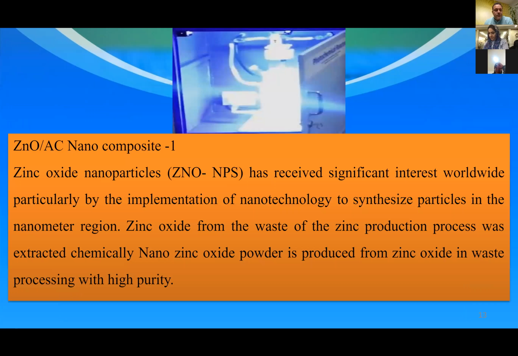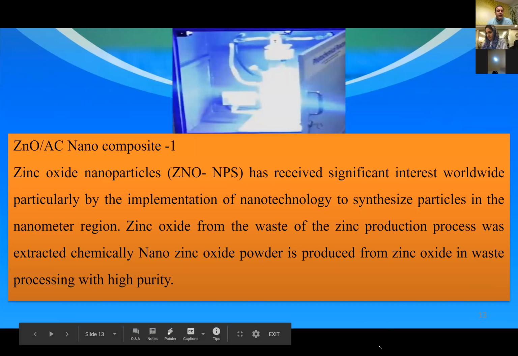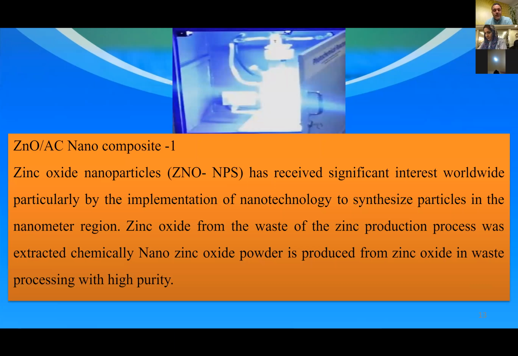Zinc oxide nanoparticles have received significant interest worldwide, particularly through the implementation of nanotechnology to synthesize particles in the nanometer region. Zinc oxide from the waste of the zinc production process was extracted chemically. Nano zinc oxide powder is produced from zinc oxide in waste processing with high purity.